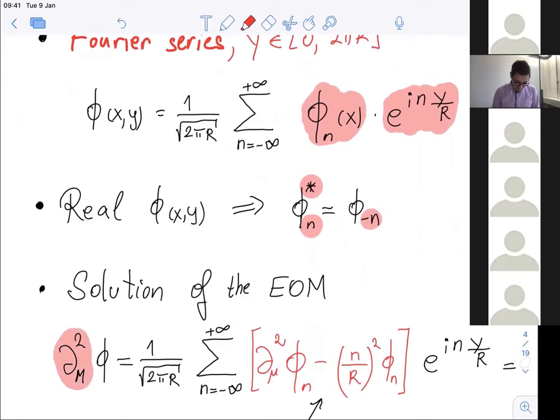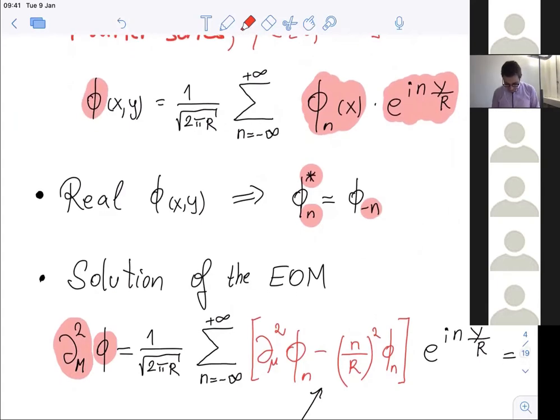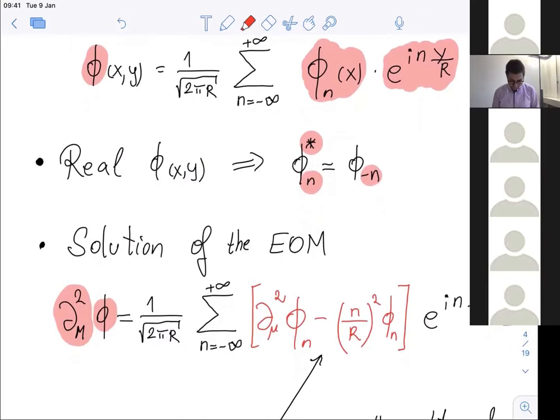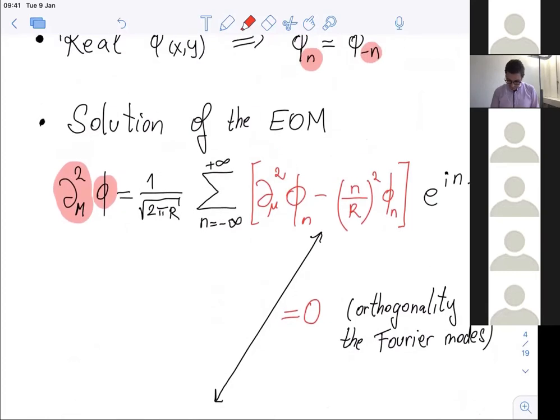So we are acting with the Klein-Gordon operator in 5D on this field phi. You can do this, and then what you get is this form. We will have an infinite sum of these Fourier modes times these coefficients. Since the Fourier modes are orthogonal, in order for this Klein-Gordon equation in 5D to be zero, each individual coefficient has to be zero. This means that each of these phi n fields satisfies the 4D Klein-Gordon equation.